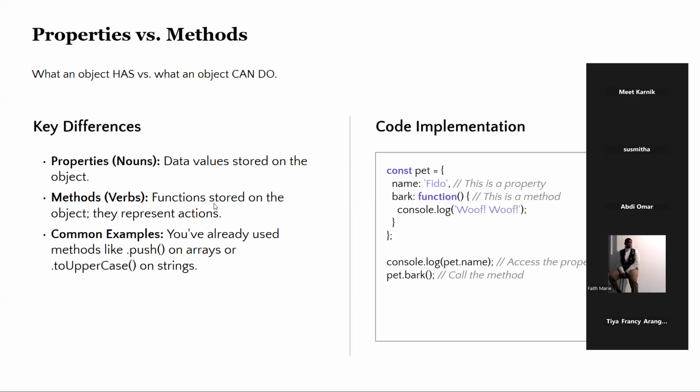So when we write console.log pet.name, we can access that property, and thus we are getting the value Fido. And if we call pet.bark, we are calling the method so that the action runs and it prints woof woof. So the key idea here is that properties store information while methods perform behavior.